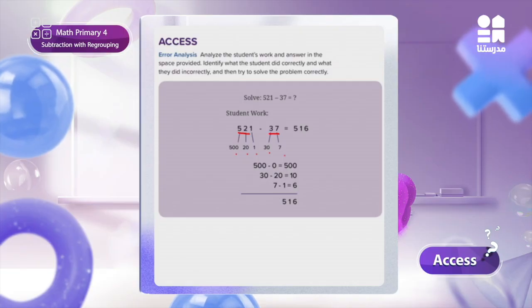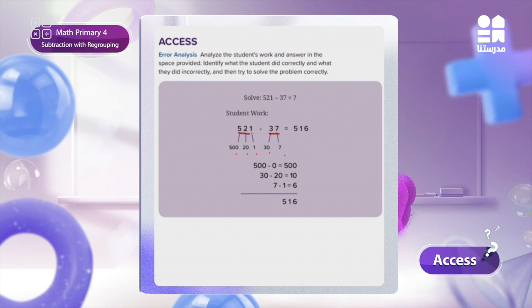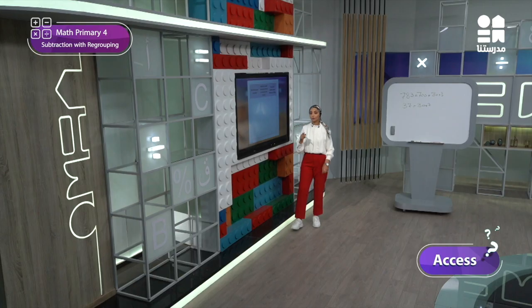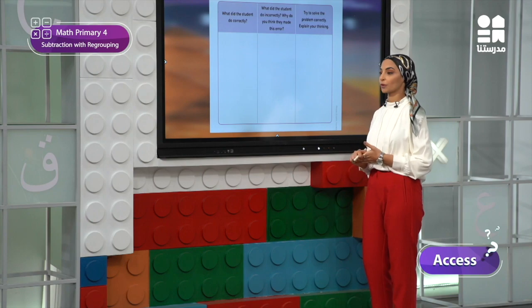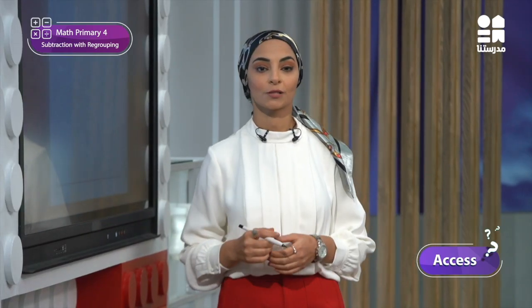Okay? Now, what did he do here? Let's go and analyze what he did. First he did 500 minus 0 equals 500, 30 minus 20 equals 10, 7 minus 1 equals 6, and the answer 516. Now you will write your analysis in the table on page 78 in your school book. I'll give you time to analyze the answer, and then we will go through it together.